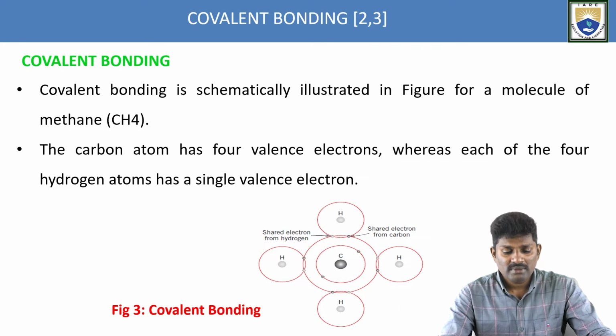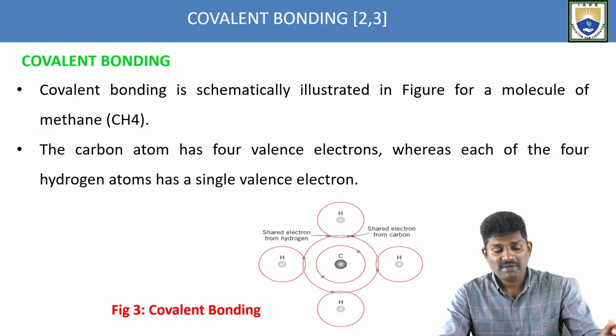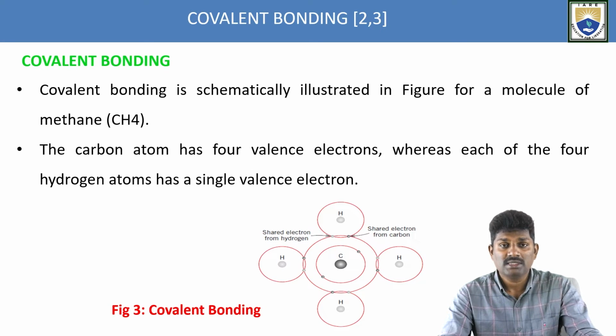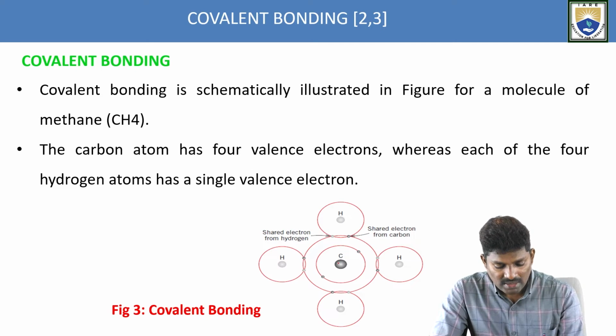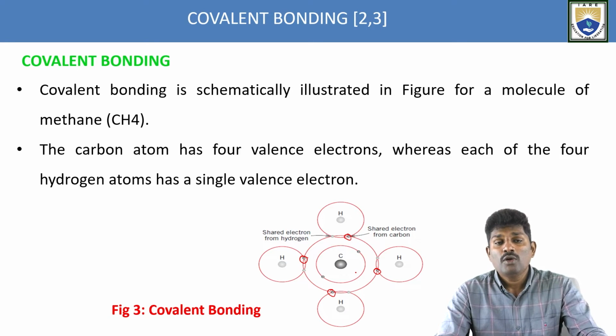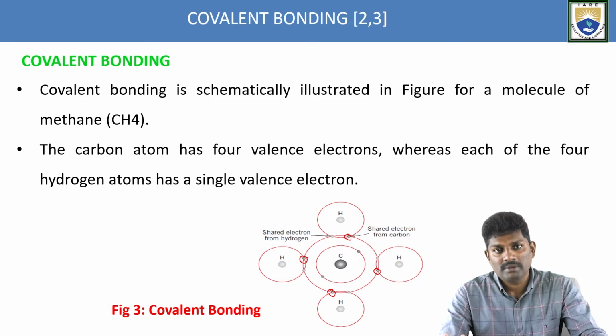The covalent bonding can be explained with the help of methane, how this is happening. The carbon atom has 4 valence electrons. If we see here, this is the carbon atom, and this is the outer shell of the carbon. How many does it have? Total 4 valence electrons: 1, 2, 3 and 4. So totally 4 valence electrons are there on the outer shell of the carbon.